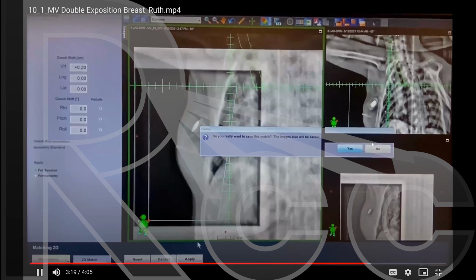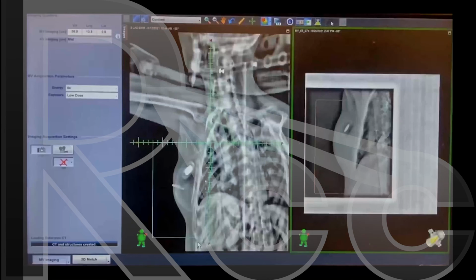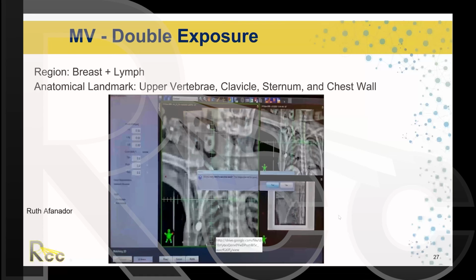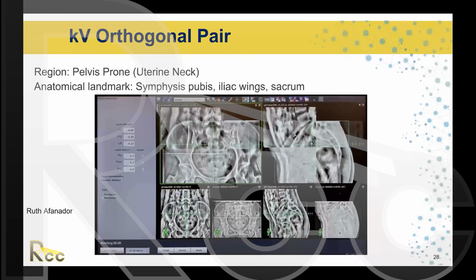And the computer program is going to give them shifts in 3 directions. So the important thing to note there is that once they have their shifts and they've done what they need to do, they're going to get numerical values out for what they have to do. And then they're going to refer back to that imaging protocol, decide whether they're going to stay outside the room to apply those shifts, go inside the room to apply those shifts, call a doctor, reposition a patient, re-image, all that good stuff. Pretty much the same methods for your KV orthogonal pairs.